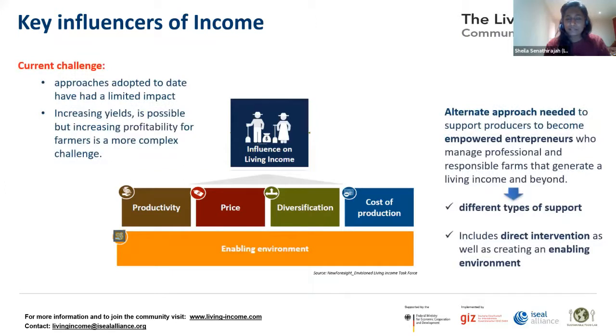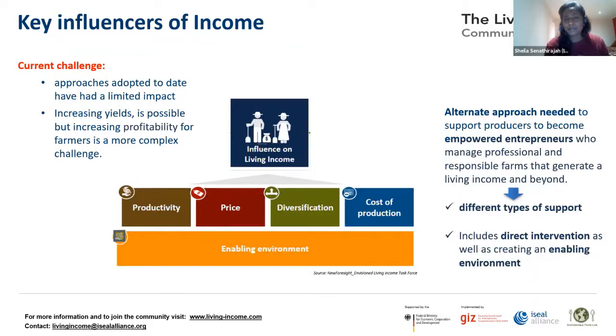So let's see, what is the reality today? For the past 10-plus years, a number of approaches to raise income levels have been focused at the farm level. And a lot of this has zoomed in on productivity. And rightfully so, if we increase productivity, we hope that will also increase the income of farmers. Has this worked? It has provided some positive impact on productivity and increasing yields, but increasing the profitability of farmers is a far more complex challenge.